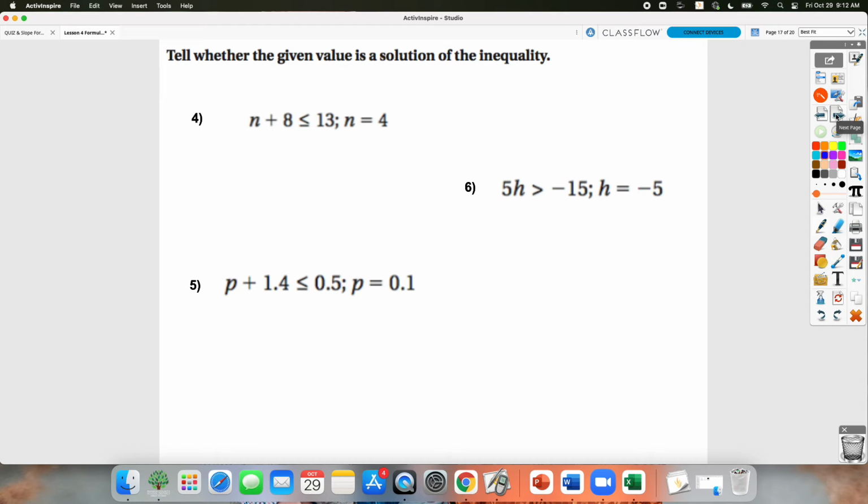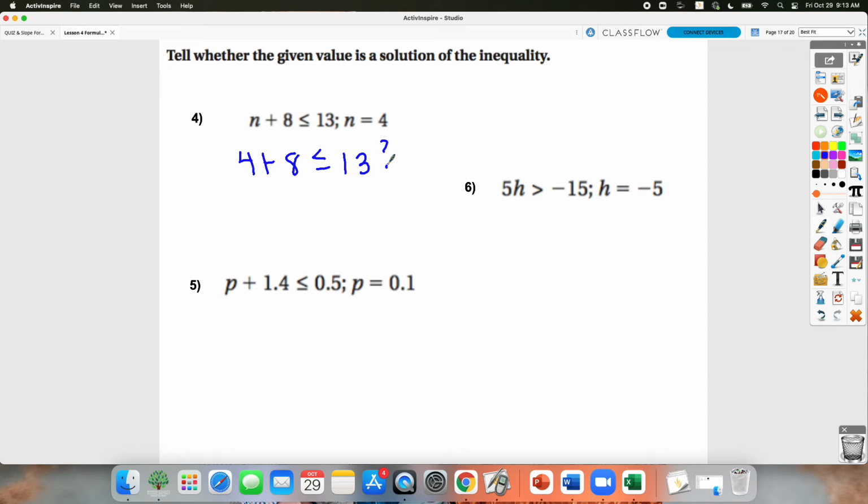So, this next one we're kind of testing to see if those numbers are solutions like we did earlier with that chart. So for number 4, we've got the inequality n plus 8 is less than or equal to 13, and we want to test and see if 4 is a solution. That's why it says n equals 4. So if I'm testing to see if it's a solution to that inequality, what do I need to do with this 4? Substitute 4 for n. So instead of n plus 8, I'm going to have 4 plus 8, and I want to see if that is less than or equal to 13.